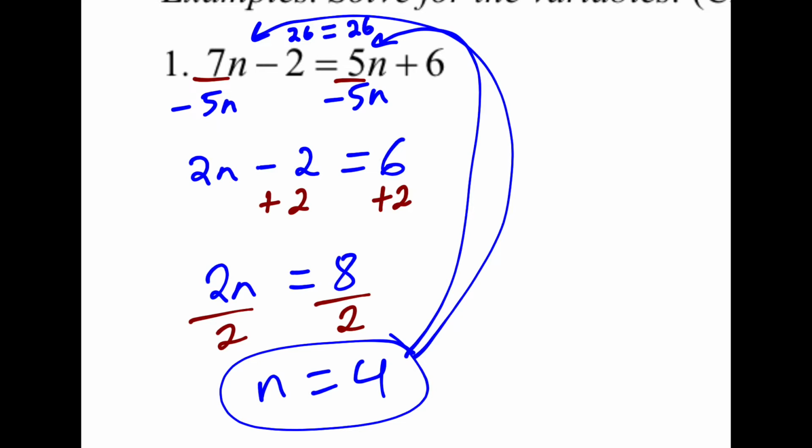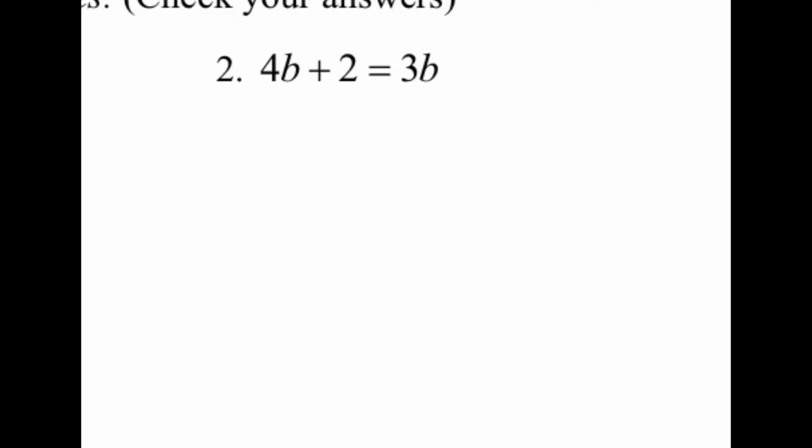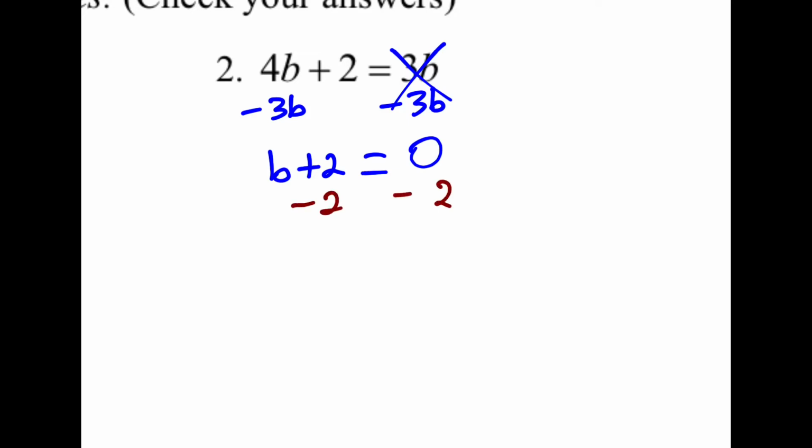That works. Here, I can decide that I want to move all the b's to the left, maybe. This gives me b plus 2 is equal to what? Well, when this goes away, don't panic, just put a 0 there. And then I can minus 2 from both sides, and I end up with b is equal to -2.